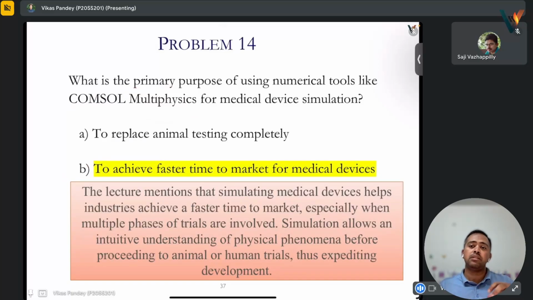So this is something that industries do, especially when there are multiple phases of trial involved, like animal testing, rat testing, primate testing, and then human testing. So they are able to understand intuitively that this physical phenomenon is there, so we will be able to do it using such models. Trials and errors will be less.